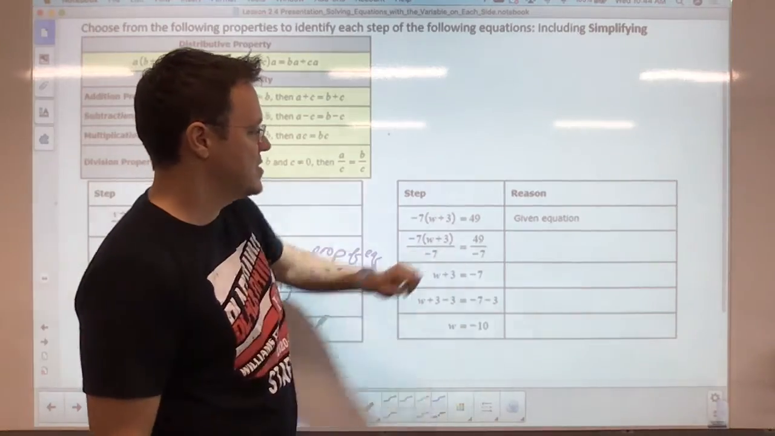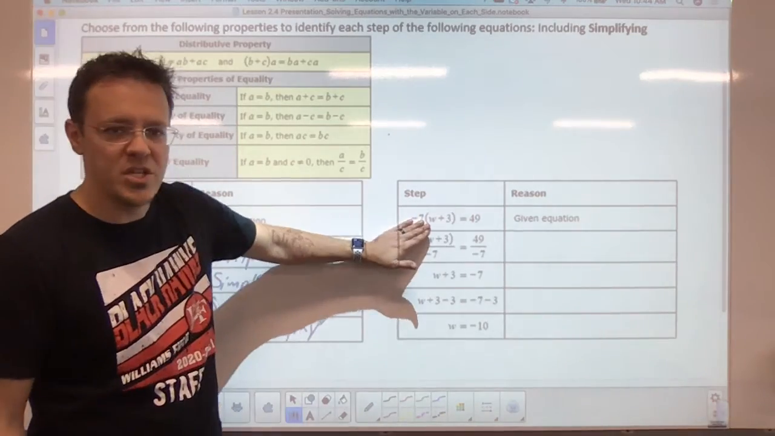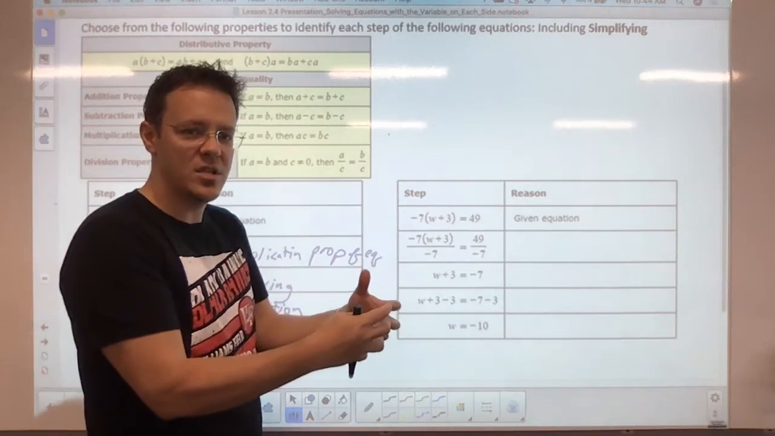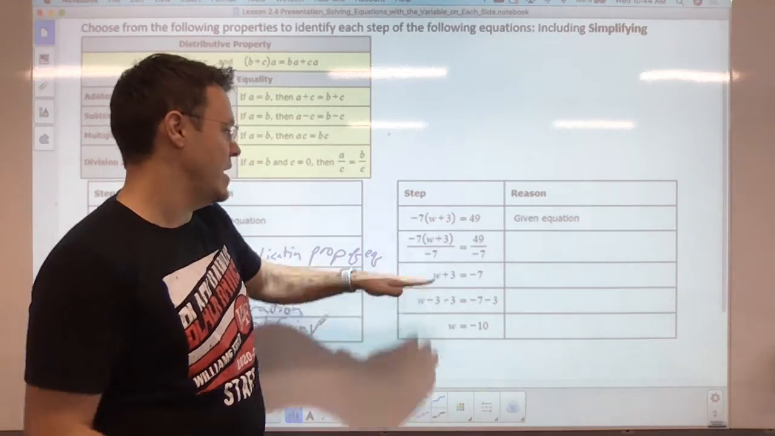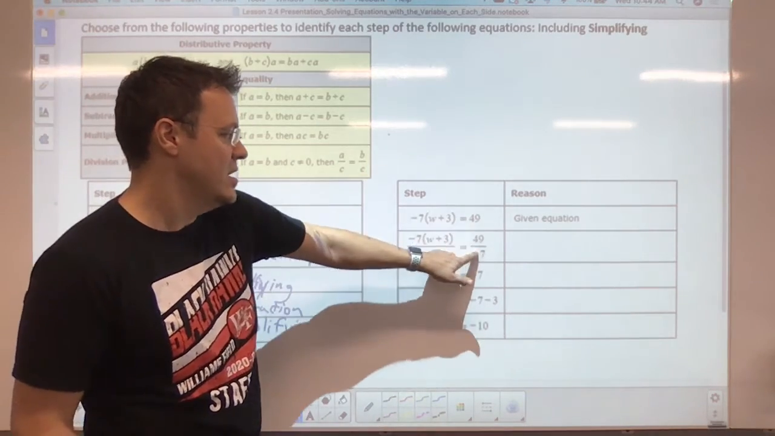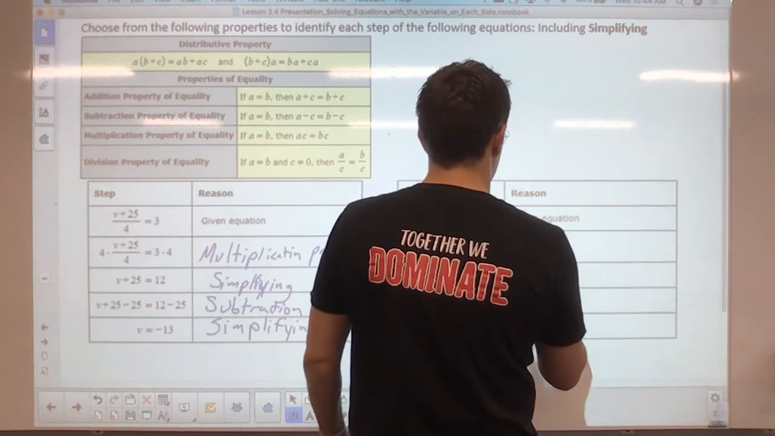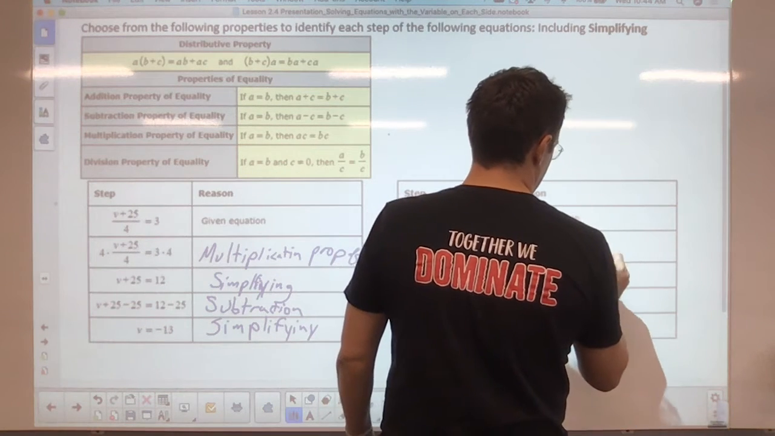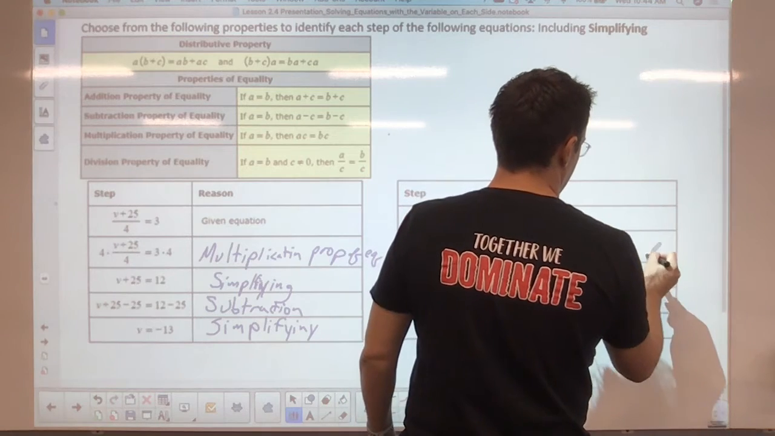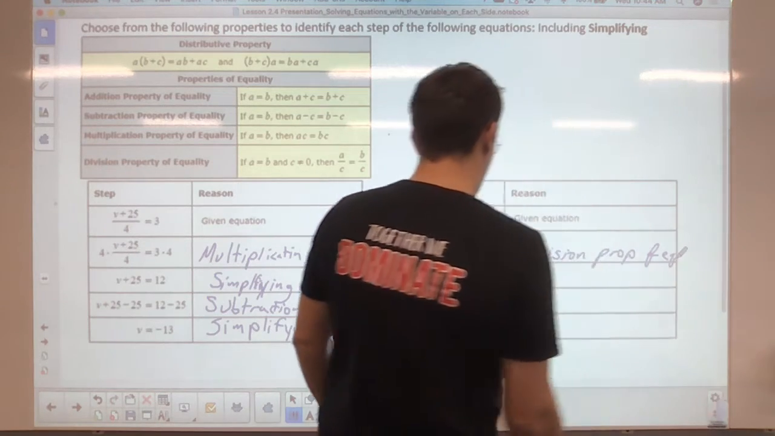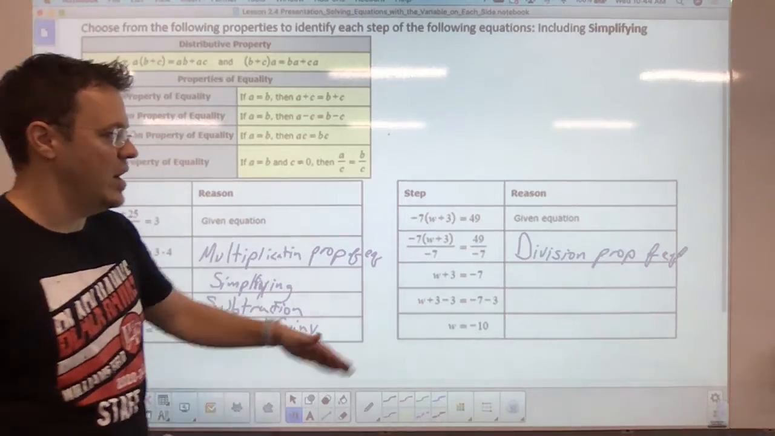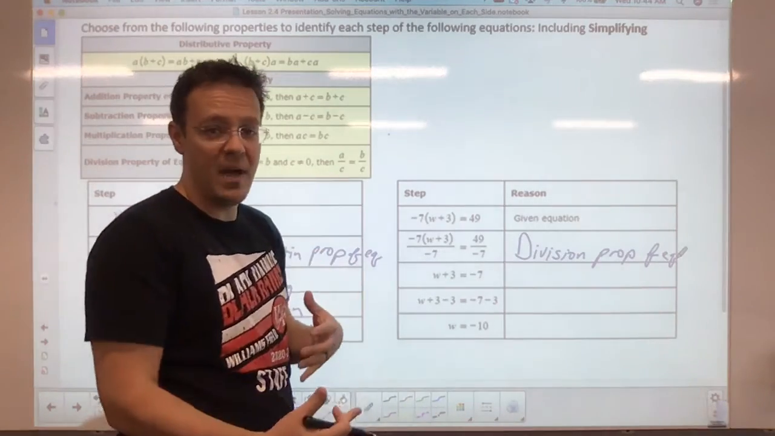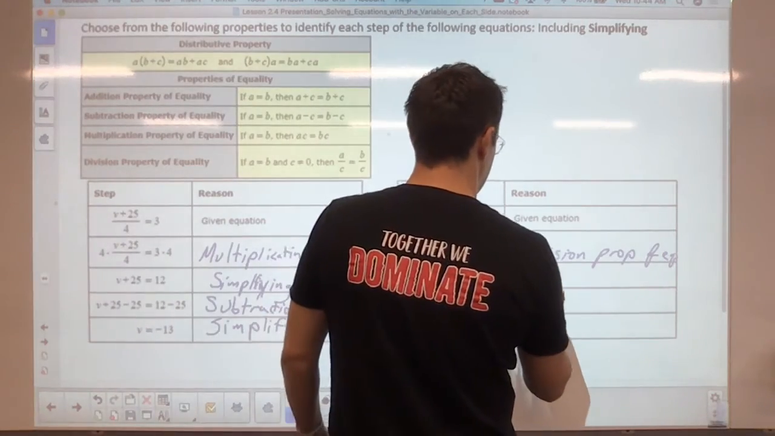All right, next one over here. Here's your given equation. What are they doing to the equation? What would you do to it? It looks like they're dividing. So this is going to be division property of equality. Then how do they go from here to here? They're just doing the math, or simplifying it.